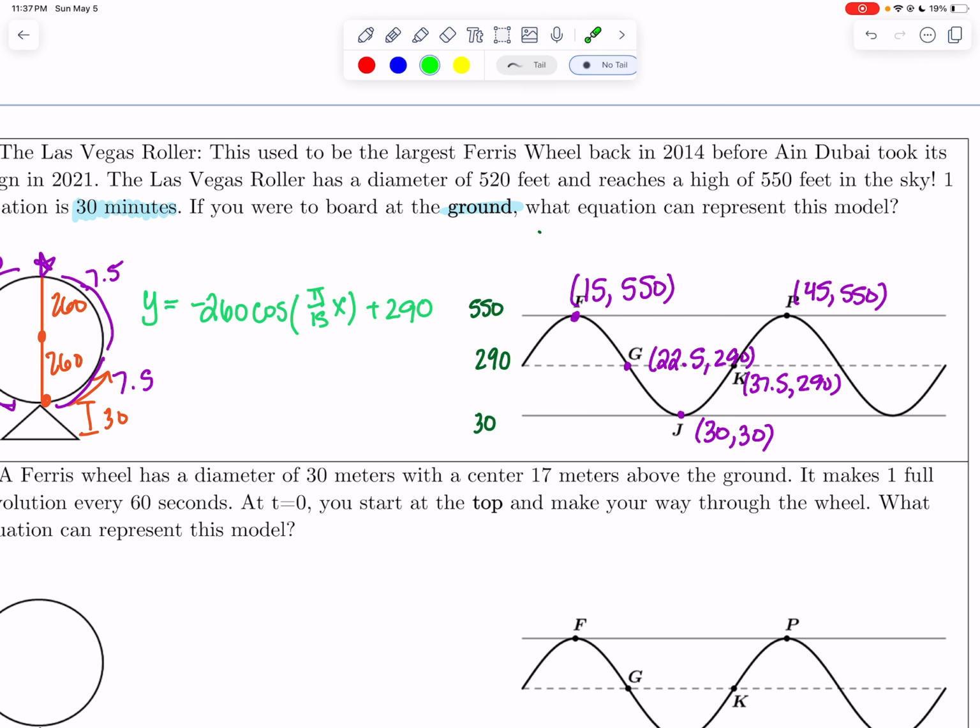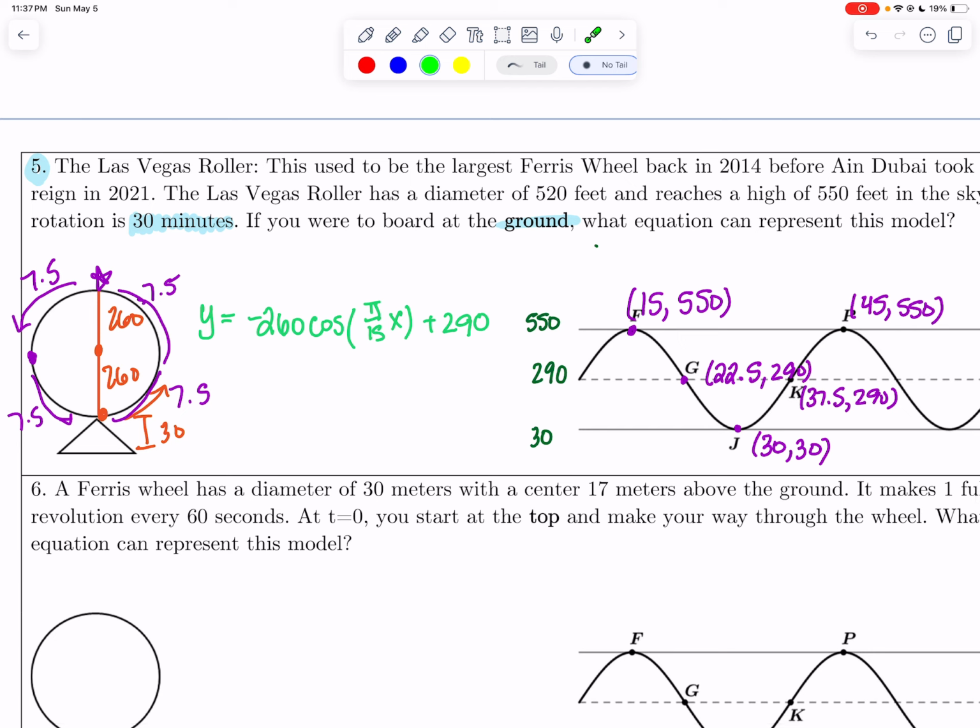Now this should make sense because notice how my distance between 15 and 550 and 45 and 550 is 30, which is essentially my period, which is a good thing because I know that one full rotation is 30 minutes.